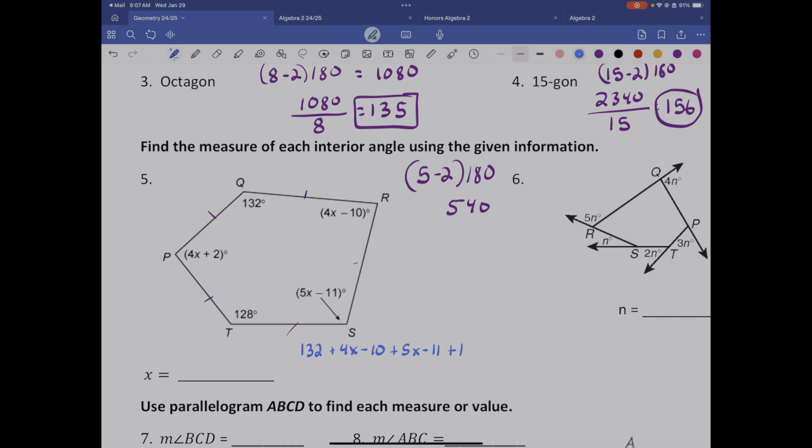Okay, so the diagonals bisect each other. So the diagonals are going to be the same. For this one, we're going to go 7x minus 10 is equal to 6x plus 7. Add 10 to both sides. You get 7x equals 6x plus 17. Subtract 6x. So you get x is equal to 17. Okay, so there's that one.